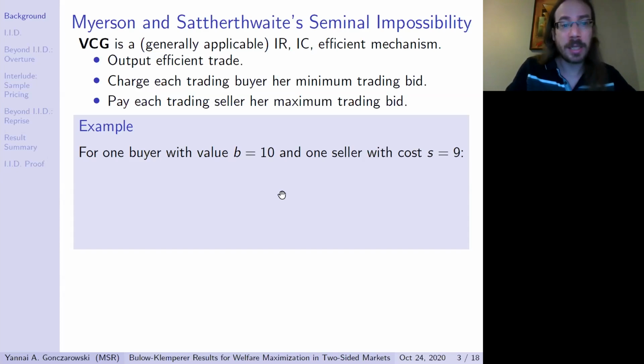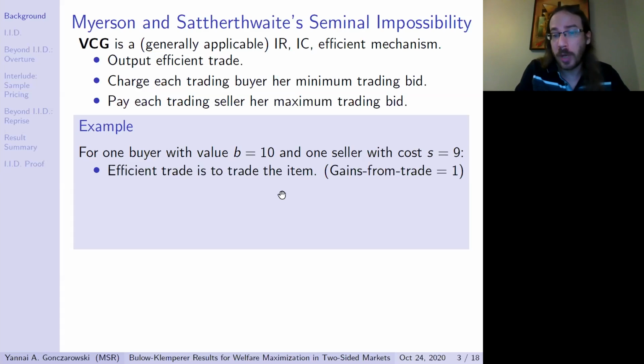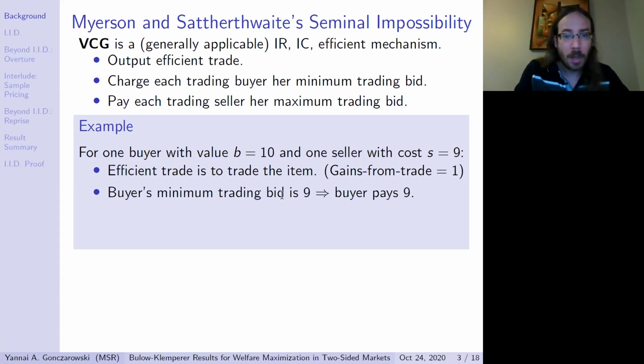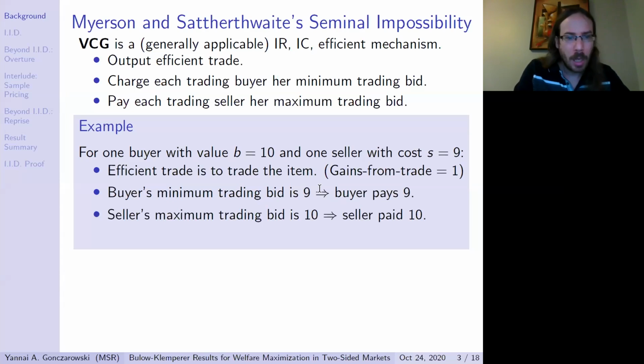So let's look at an example. If there's one buyer with value 10 and one seller with cost 9, it's obviously efficient to trade the item. You get gains from trade of 1. There's an overall welfare of 9 if you don't trade and 10 if you do. The buyer's minimum trading bid is 9, right? If the buyer says 9 or more, then it's efficient to trade, so the buyer pays 9. The seller's minimum trading bid is 10, because if the seller says 10 or less, it's going to trade, so the seller is paid 10.